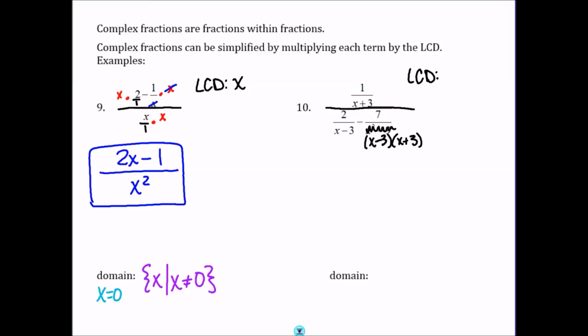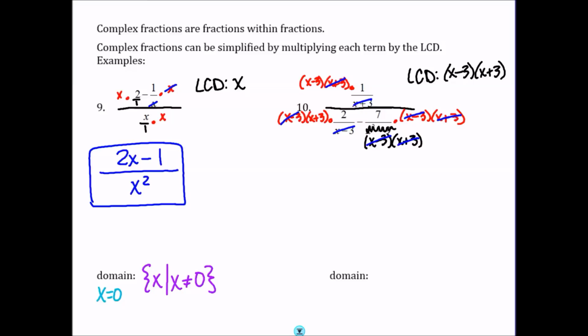Then we need to find our LCD. That will be x minus 3 times x plus 3. So if we multiply each of the little fractions by the LCD, this will allow us to cancel out all of the denominators. Here, the x plus 3's cancel. Here, the x minus 3's cancel. And here, both the x minus 3 and the x plus 3's cancel.